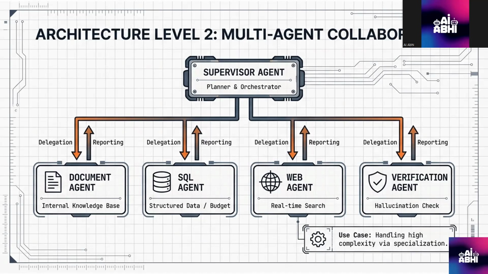A data agent queries your SQL database. A web agent searches the internet for the latest information. Okay, a verification agent checks the combined result for consistency and hallucination. So each agent works on its piece, sends results back to the supervisor, and the supervisor synthesizes the final answer. So the agents can even work in parallel. Okay, the document agent and the data agent don't need to wait for each other.